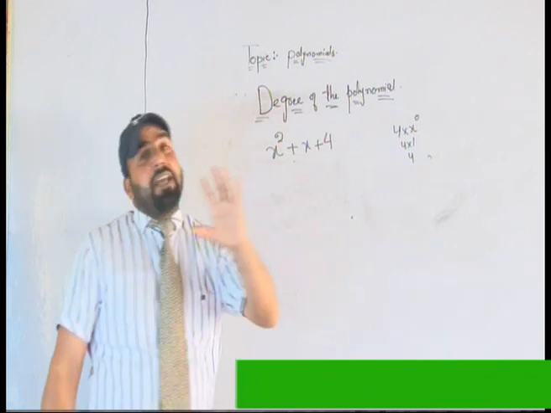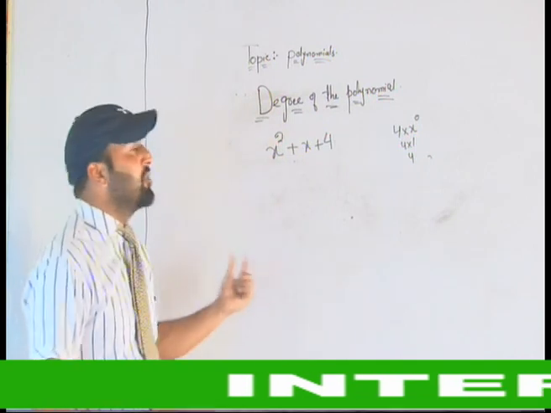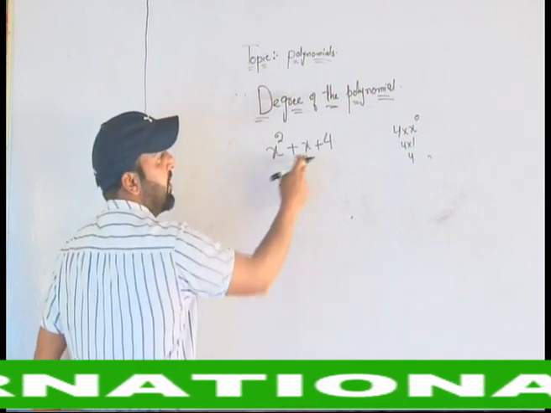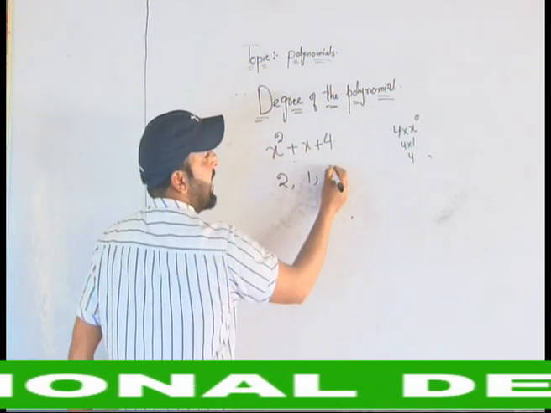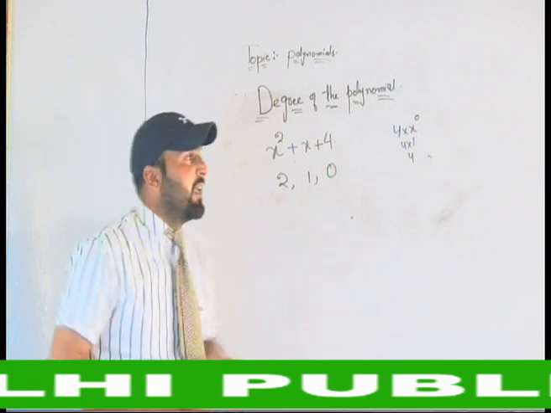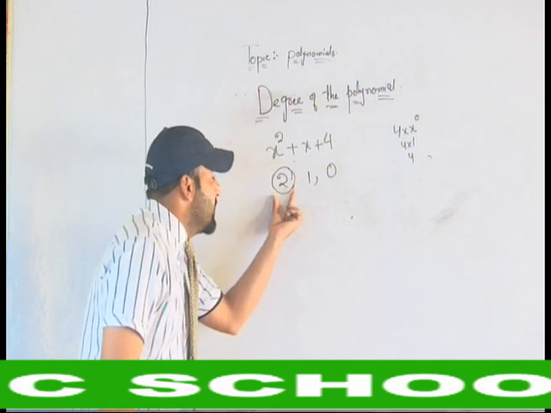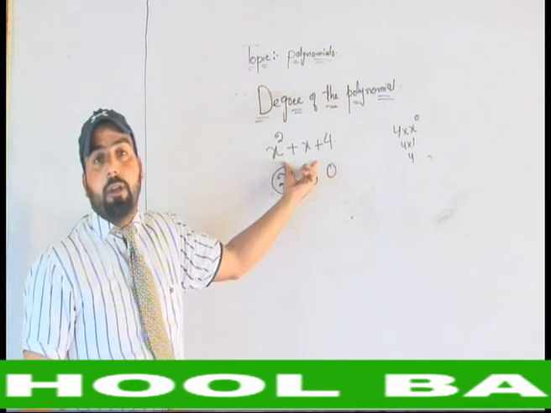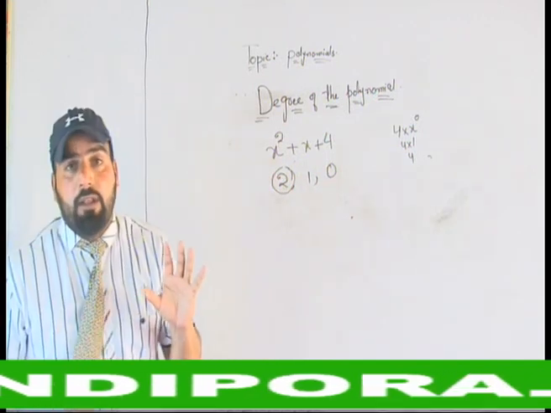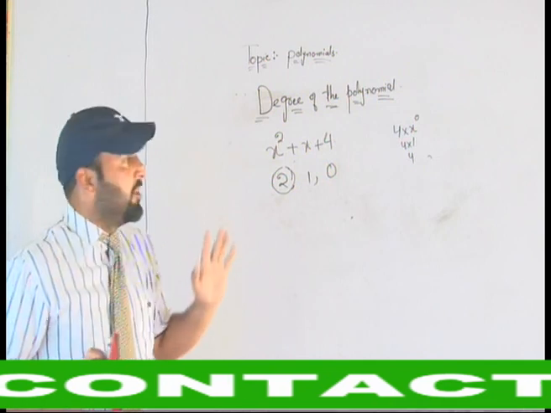But this polynomial contains only one variable. The only variable used here is x. So what you have to do is check what the exponents of x are. Here the exponent of x is 2, here it is 1, here it is 0. So check which is the highest exponent, the greatest exponent. The greatest exponent is 2. So this 2 is referred to as the degree of this polynomial. So we come to the conclusion that the highest exponent of the variable is called the degree of the polynomial.